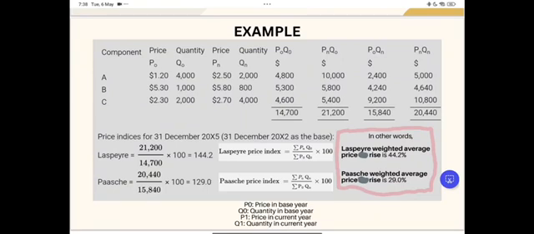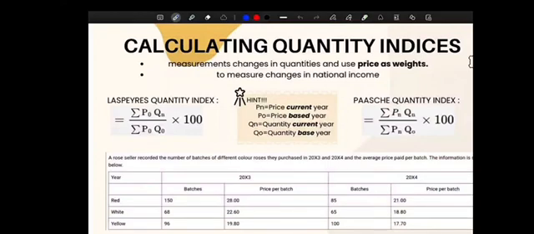29%. Today we are going to learn about calculating quantity indices, which is divided into two, Laspeyres and Paasche quantity index. Okay, so why are we calculating quantity indices? As you have learned in the previous chapter about the Laspeyres and Paasche price index.